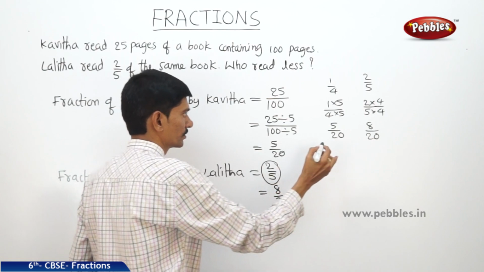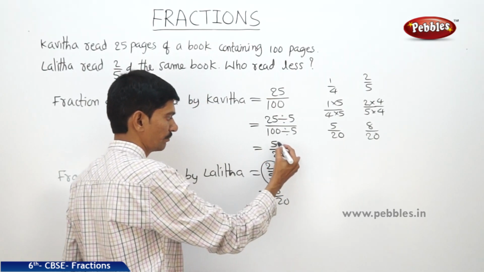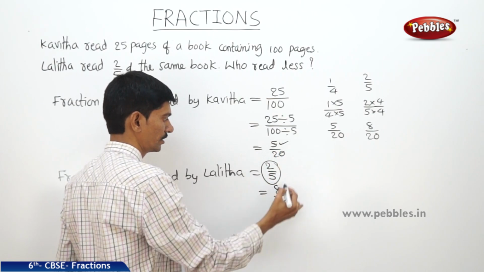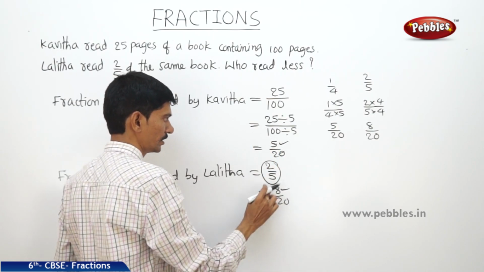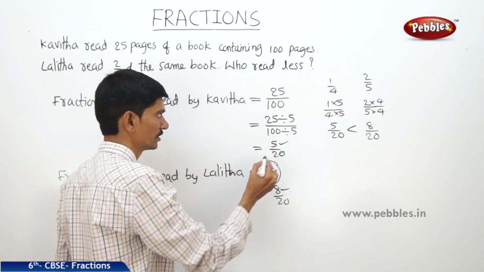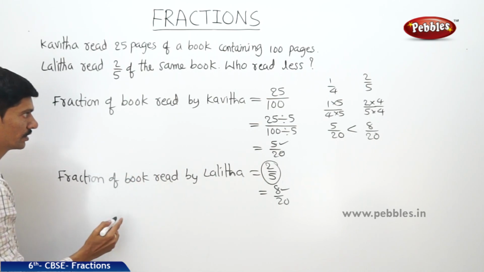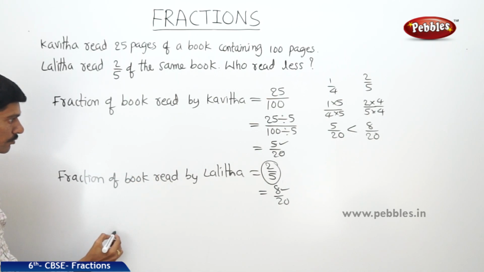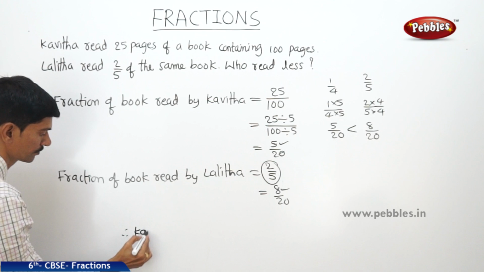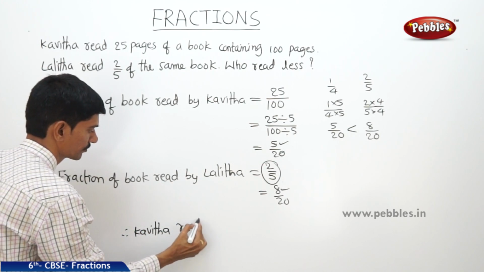When you equate the denominators, 20 and 20, and compare the numerators 5 and 8, 5 is less than 8. So 5 by 20 is less than 8 by 20. So Kavita read less. Therefore, Kavita read less.